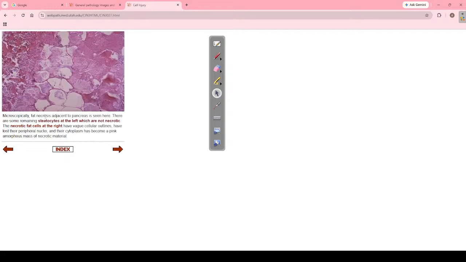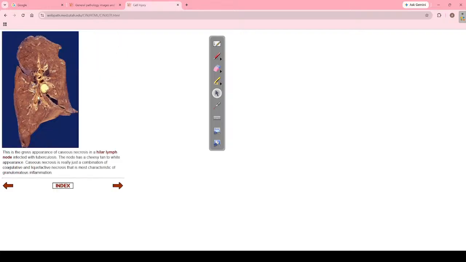Then microscopically, this is the fat necrosis of the pancreas. There are some remaining adipocytes at the left which are not necrotic, and the necrotic fat cells are present on the right. They have vague cellular outlines, and most of the peripheral nuclei and cytoplasm have become pink. There is an amorphous mass of necrotic material there.